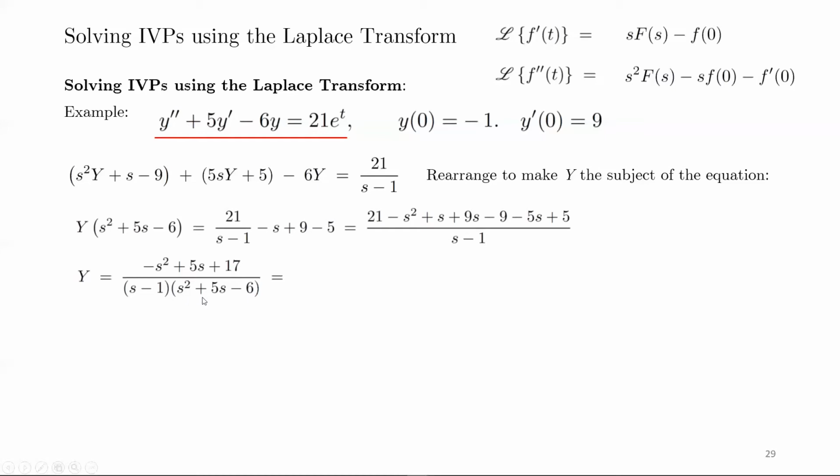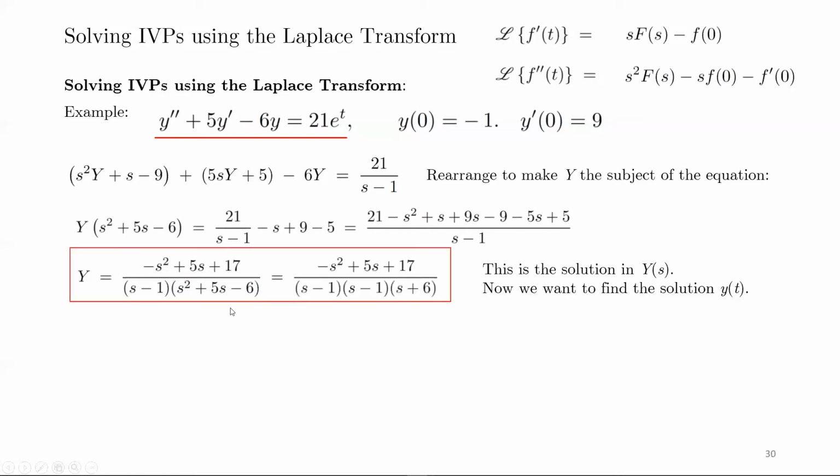Okay, but this s squared plus 5s minus 6 term here can be written as s minus 1 times s plus 6, right? So this fraction here is a solution in y of s, the variable s, okay? But now we want to find the solution y of t. So we want to take the inverse Laplace transform of y of s, okay? And that will give us y of t.